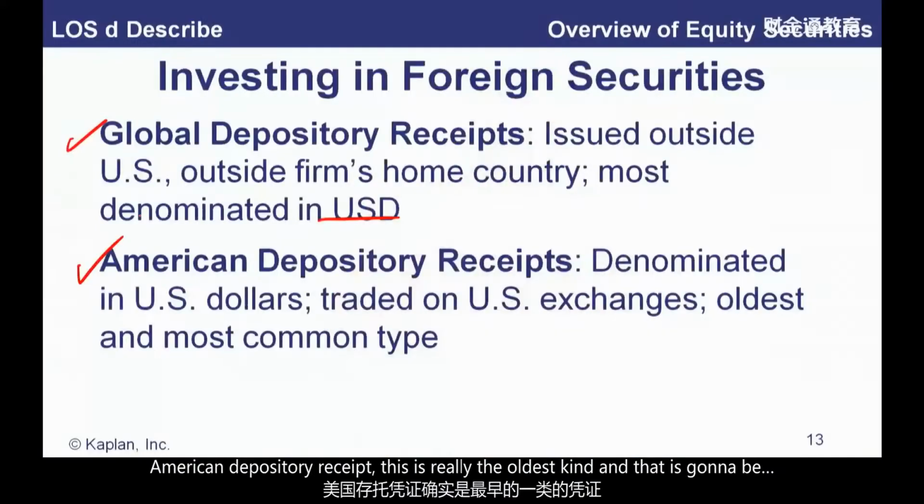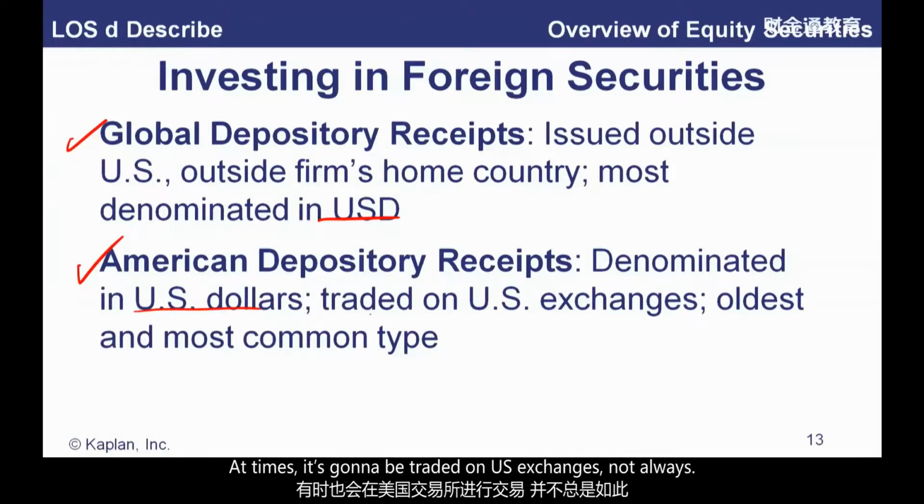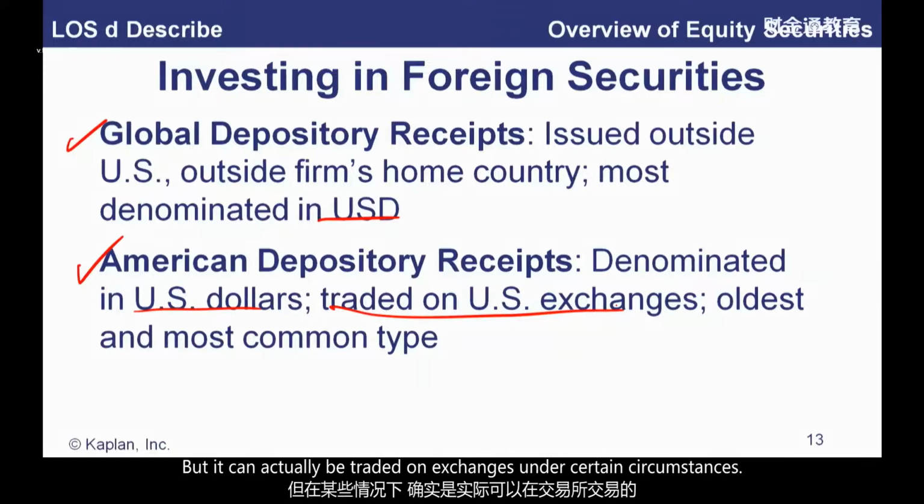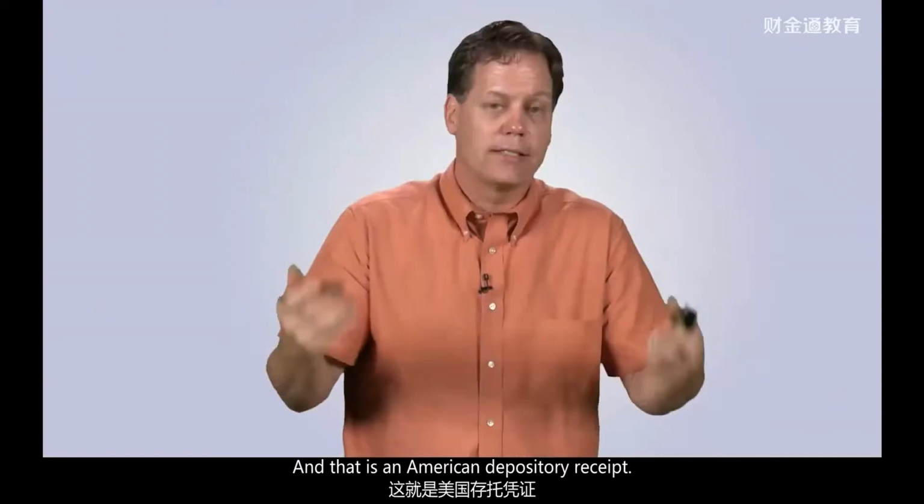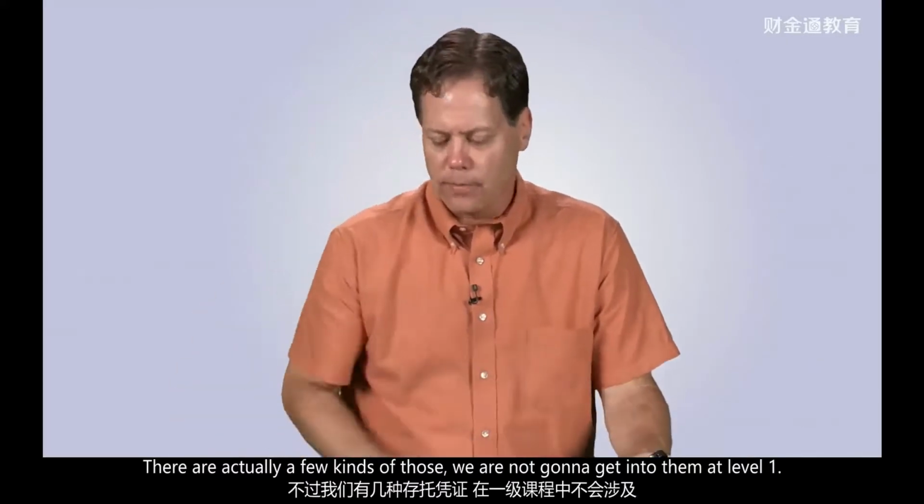An American depository receipt, this is really the oldest kind, and that is again stock in our Malaysian firm. The receipt is going to be denominated in US dollars. At times it's going to be traded on U.S. exchanges, not always, but it can actually be traded on the U.S. exchanges under certain circumstances, and that is an American depository receipt. Now, there's actually a few different kinds of those, but we're not going to get into them at Level 1.